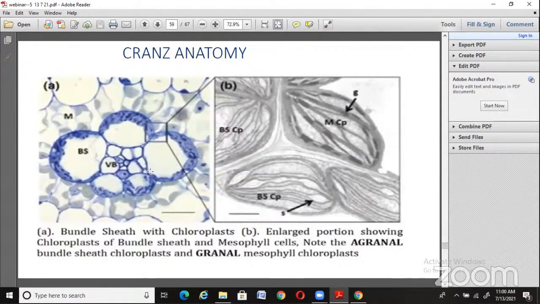Let's see here. In this type, BSCP, that means bundle sheath chloroplasts. This type of agranal chloroplast is found in bundle sheath cells. You know the bundle sheath. What is bundle sheath? Yes, it is a layer.